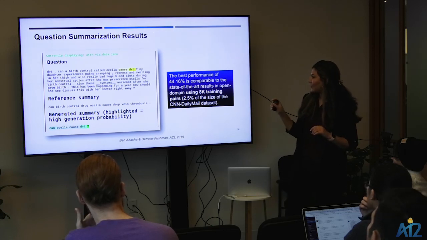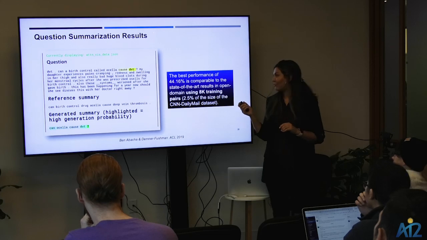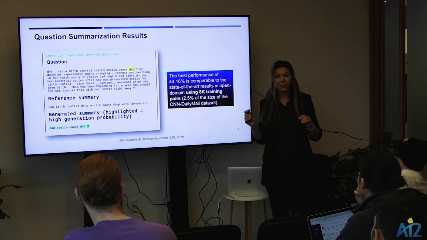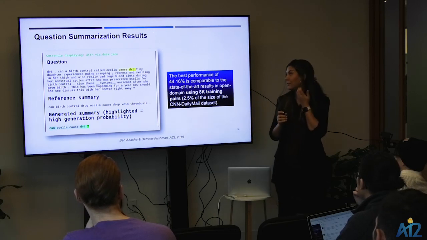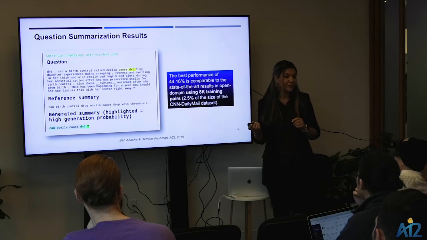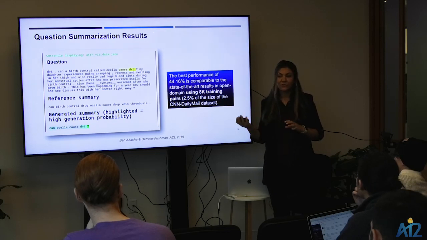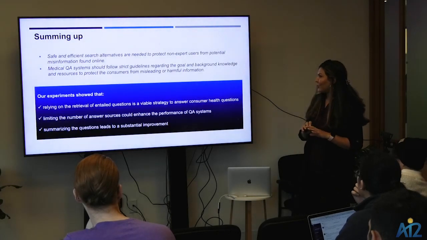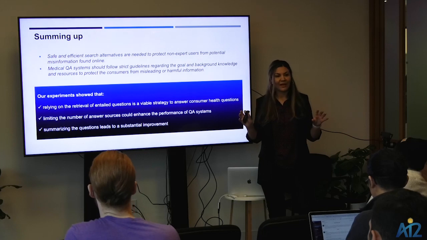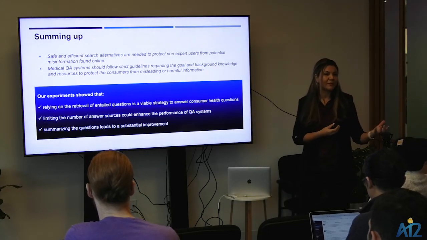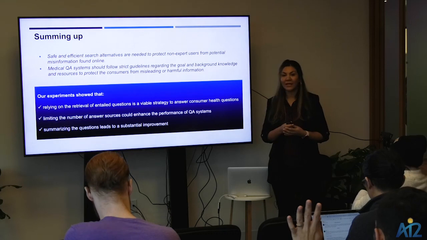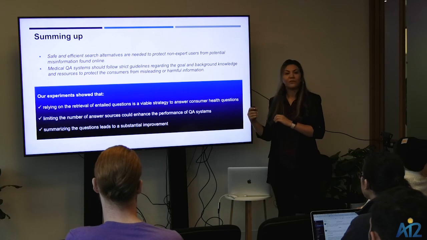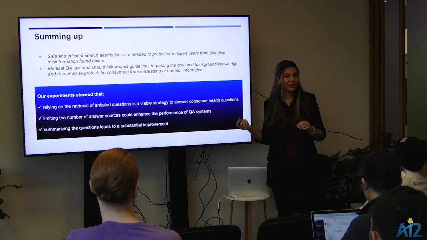It's also interesting to mention here that we achieved this performance of 44% Rouge 1, which is similar to the state-of-the-art results in open domain text summarization, using 8,000 training pairs, which is 2% of the size of training data used in open domain text summarization. So to sum up, our experiment showed that recognizing question entailment is a viable strategy for question answering, and also limiting the number of answer sources and summarizing the question can improve the performance of the question answering system.